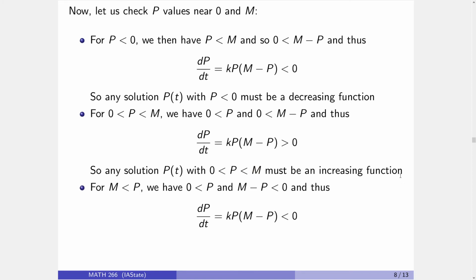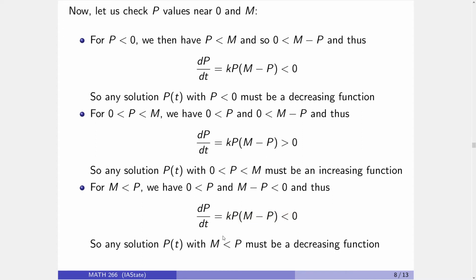Alright, and now the last case is what happens if we've got a p above the carrying capacity. Well then this is positive and that's negative, so the product ends up being negative, so any solution above the carrying capacity must be decreasing. So, if our p is positive, it doesn't matter which case we're in, if the p did not exceed m or if the p does exceed m, our function is decreasing there.